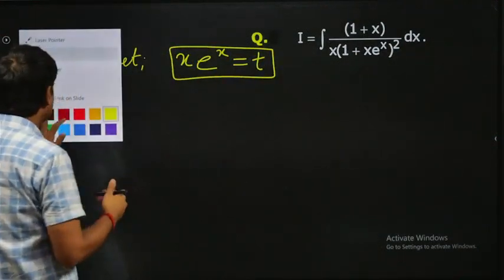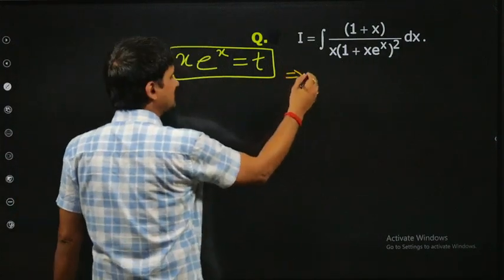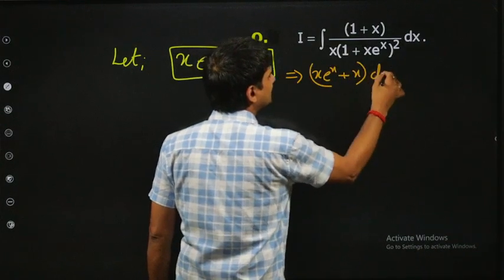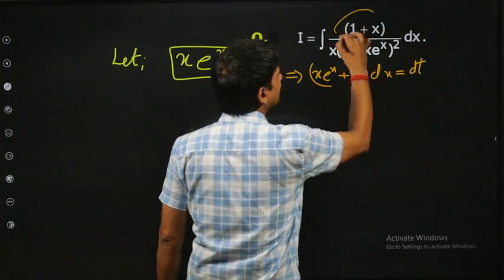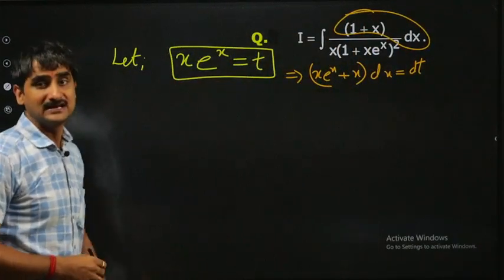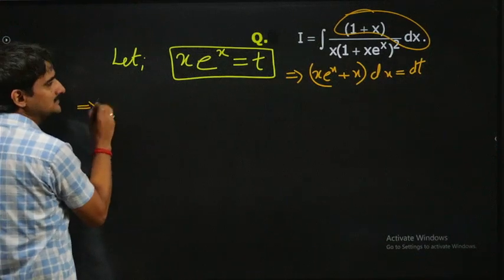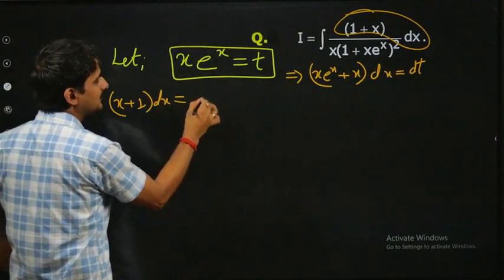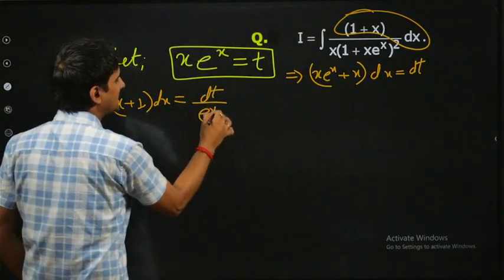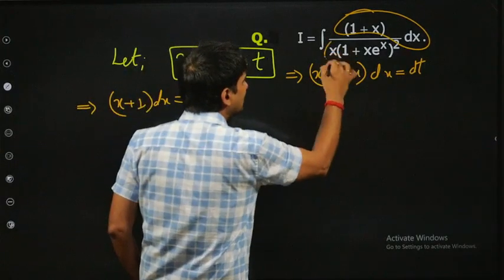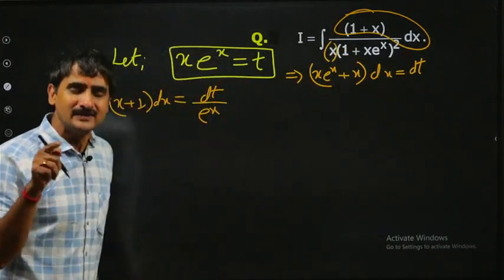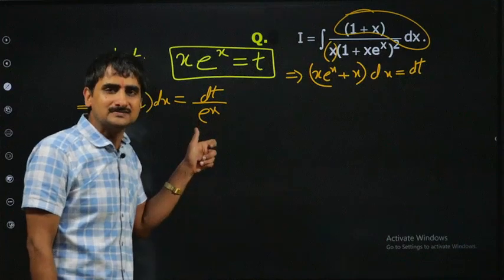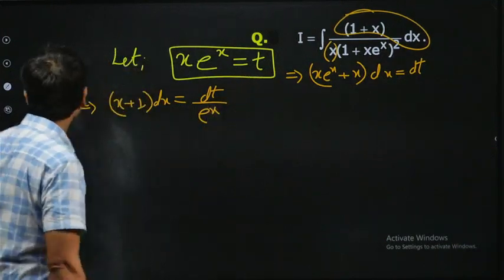So now let's get to its derivative. Of course we need to differentiate it. Its derivative will be x e raised to the power x plus e raised to the power x, dx, which is dt, and we know in the numerator we have 1 plus x times dx. That means x plus 1 dx is nothing but dt over e raised to the power x. And mind here, in the given integral you have x extra in the denominator, which will get multiplied with e raised to the power x to give us t again. Okay, so what do we get?